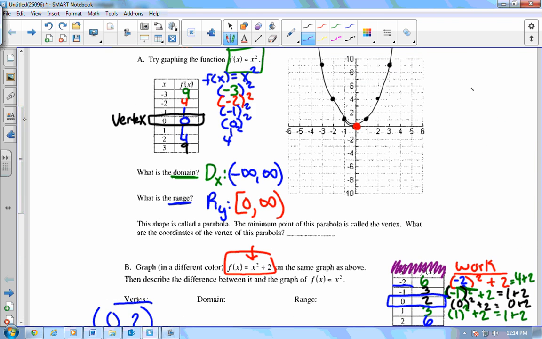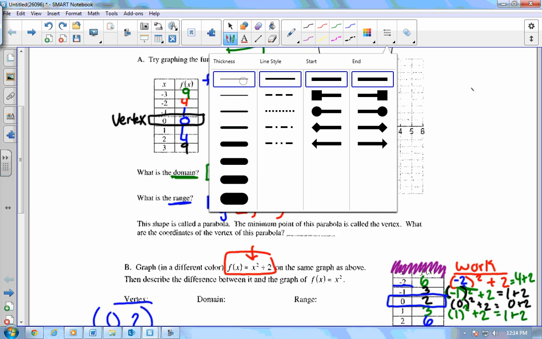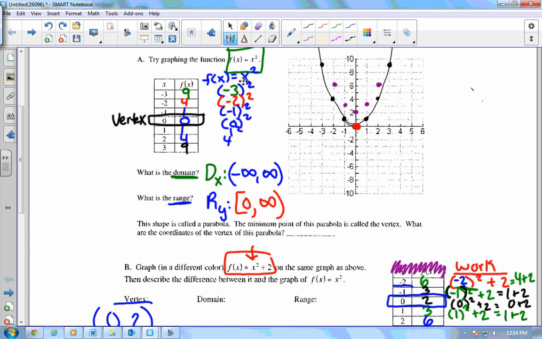So I'm going to find -2, 6 in that color. -2, 6, I'm going to plot that. -1, 3. 0, 2. 1, 3. And using symmetry, 2, 6. Okay, then graph your U parabola through it.